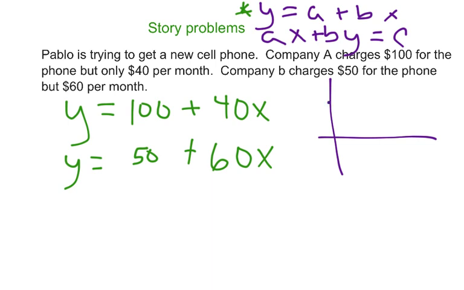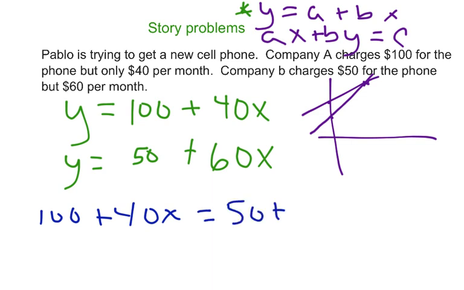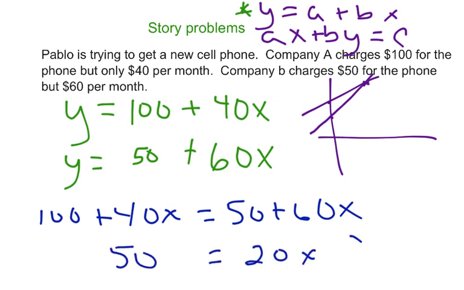So one's going to start at 100 and go up by 40, and the other one's going to start down here at 50, and it's eventually going to catch up and intersect here. So if you do substitution at this point, set them equal to each other, you get 100 plus 40x equals 50 plus 60x. I'm not even going to go through the whole process of solving this. You'll find out that it's just 20x equals 50. So after 2.5 months, option A is actually better.